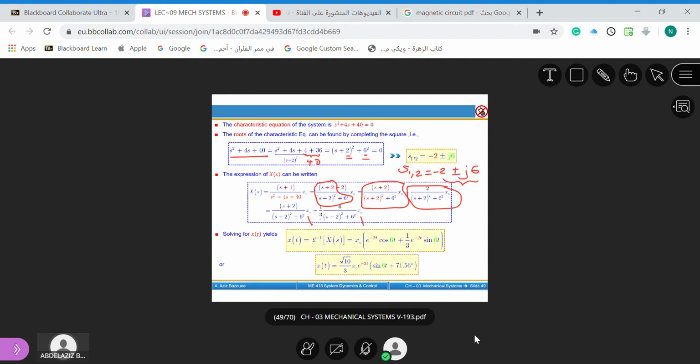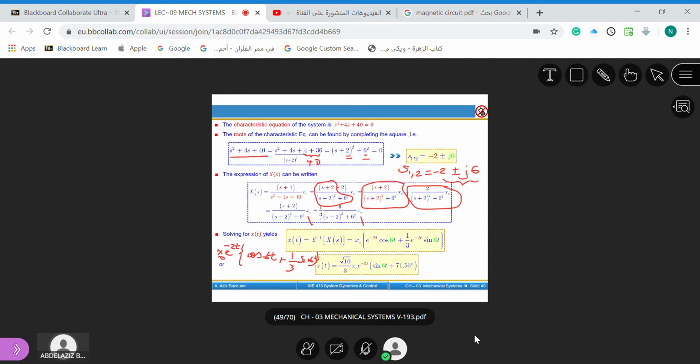You will have 1 over 3. So at the end of the day, you will have x0 exponential minus 2t cosine 6t plus 1 over 3 exponential minus 2t sine 6t. If we take x0 exponential minus 2t common, you will have cosine 6t plus 1 over 3 sine 6t.